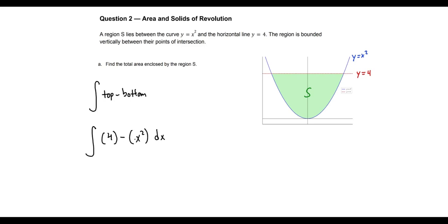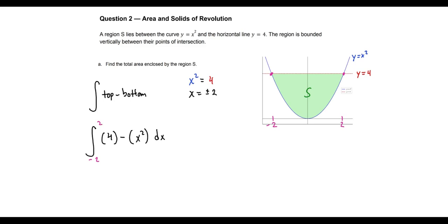Now the other thing that we need is the limits of integration. As you look over here at the graph, you'll see that there are 2 places where these curves intersect. We need to figure out what those places are. In order to do that, we're going to take our 2 equations and set them equal to each other. So we're going to do x squared equals 4. This is a pretty simple equation to solve. Take the square root of both sides. You get x is equal to plus or minus 2. That's what's going to go down here.